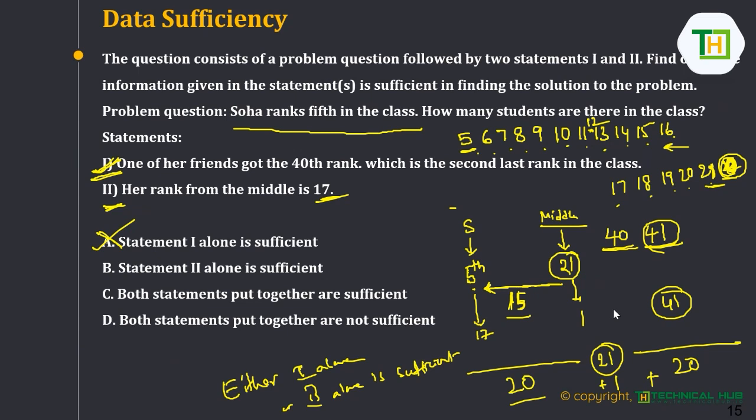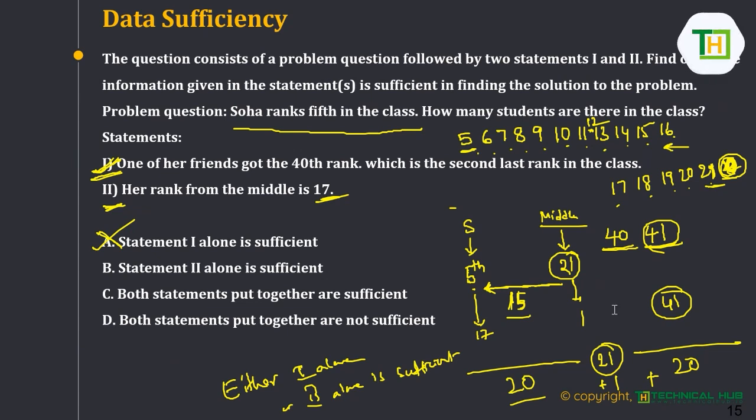Yes, before 5 there should be 4 students. Yes, but what they have given is Soha's rank is 17 from the middle. Before Soha there are 4 students, that is fine. But when I count the rank of Soha from the middle, then Soha's rank is 17th rank. That means the middle person is 21st rank.